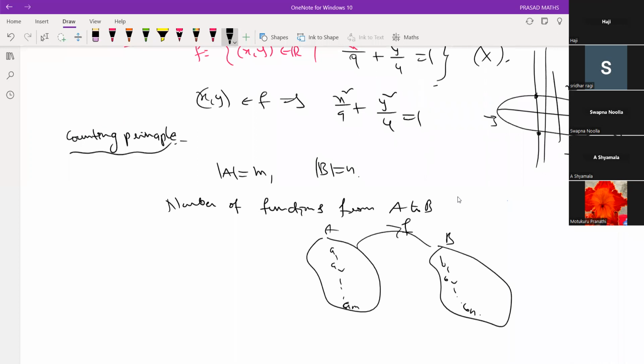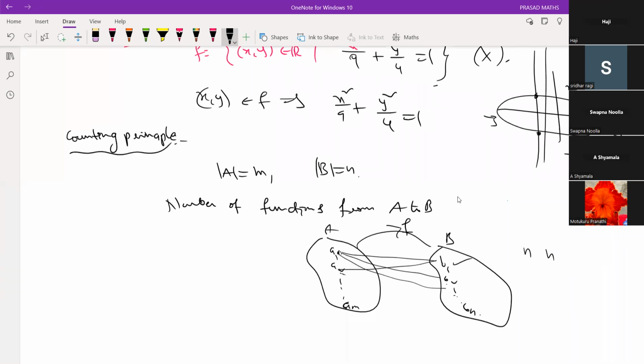To get this answer, we need to apply probability and statistics techniques, permutations and combinations. Let us go through it. I need each element to have a unique image under the relation F. So for the element A1, there are n options. It can be related to B1, B2, B3, B4, up to Bn. So A1 has n choices. For A2, of course, it also has n choices. A2 can be related to B1, B2, B3. So it also has n choices.